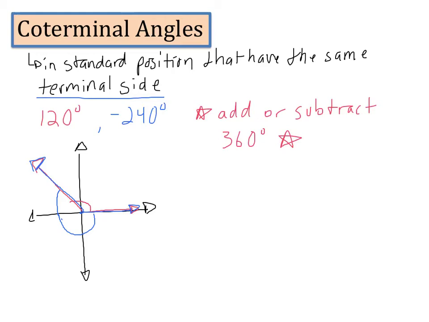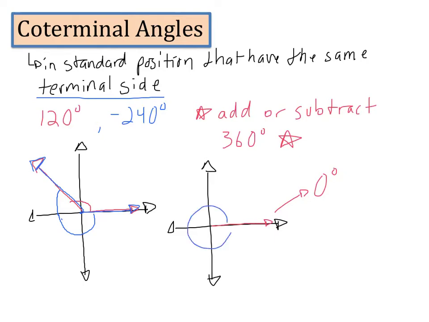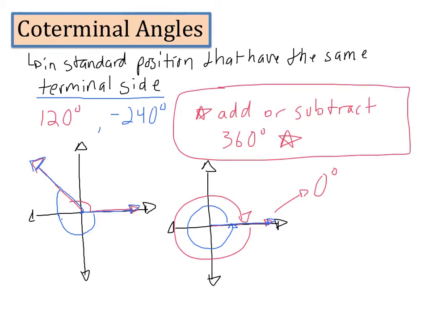Now that makes sense because let's say we started off with an angle at 0 degrees. So this angle here is 0 degrees. If I want to find the measure of an angle that landed on that same side, I would just add 360, and then I'd be right back there. I can either add 360 or I can subtract 360. So to find more coterminal angles, just add or subtract 360 degrees.